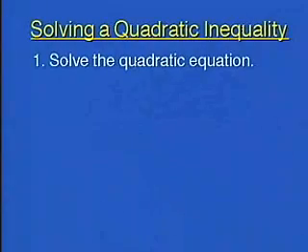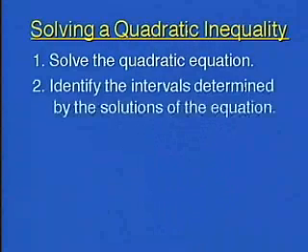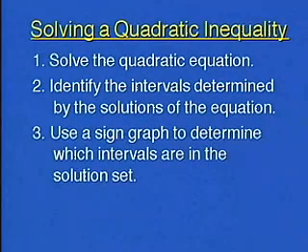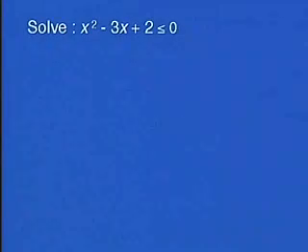Let's list the steps that we used to solve this quadratic inequality. The first thing we did was to solve the quadratic equation. Step 2 tells us to identify the intervals determined by the solutions of the equation. And step 3 tells us to use a sign graph to determine which intervals are in the solution set. Now, here's a problem for you to try. We'll pause the tape and let you try this.